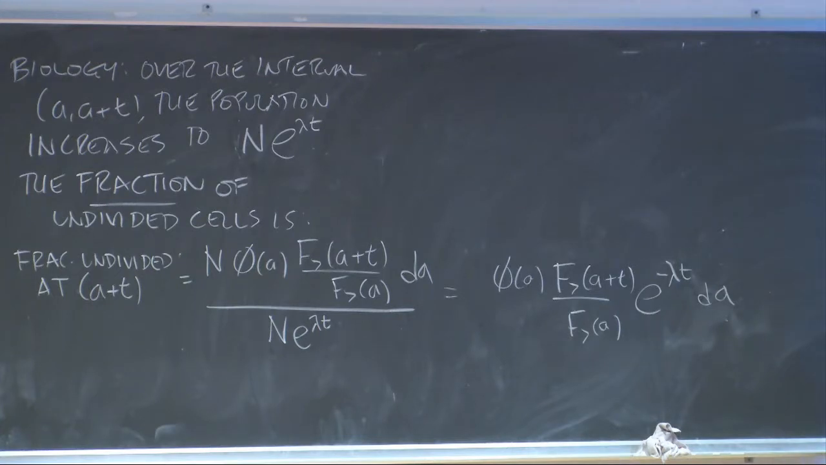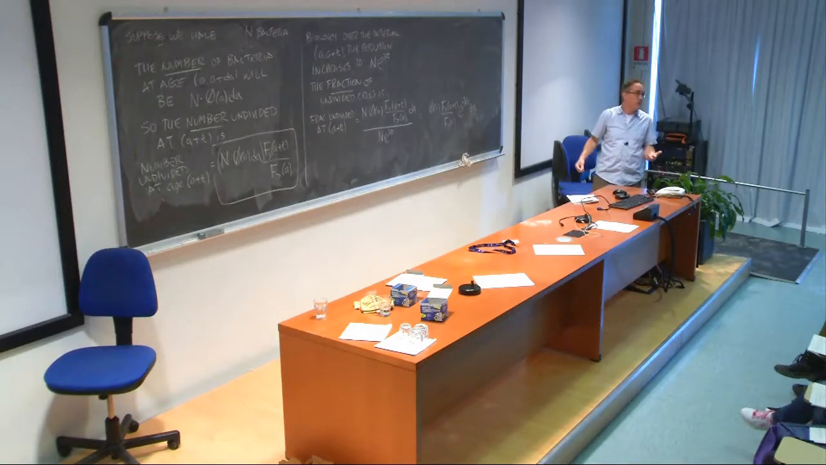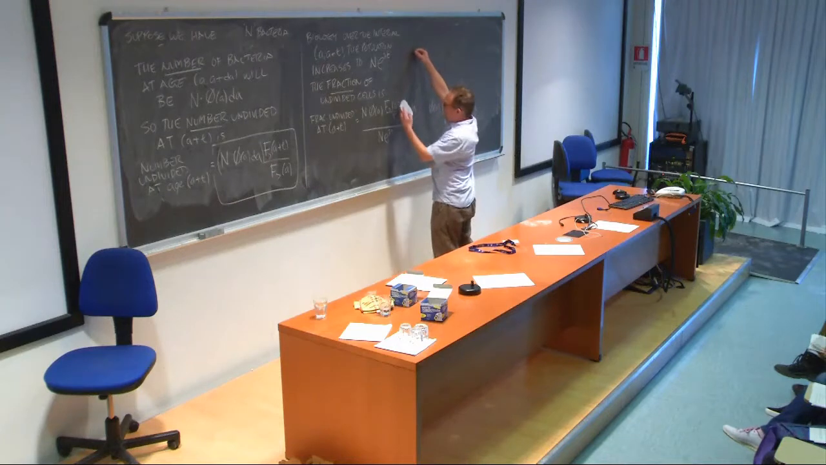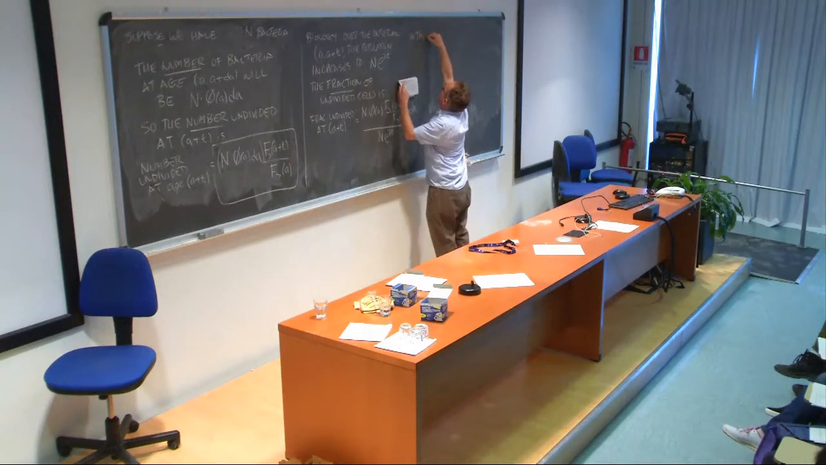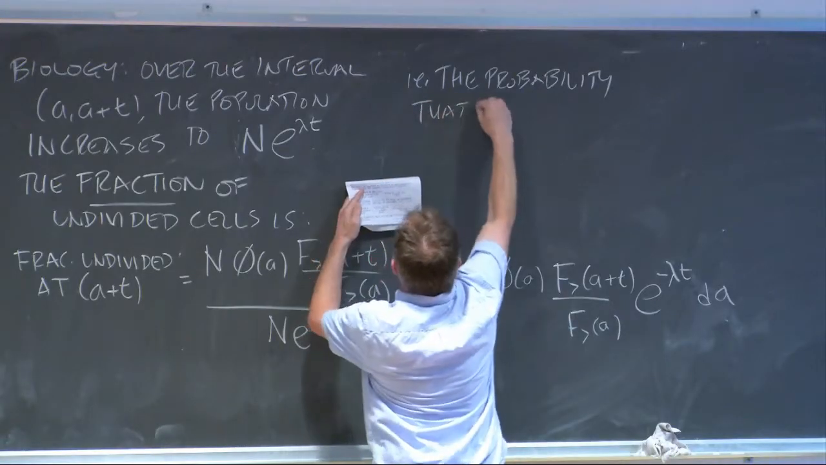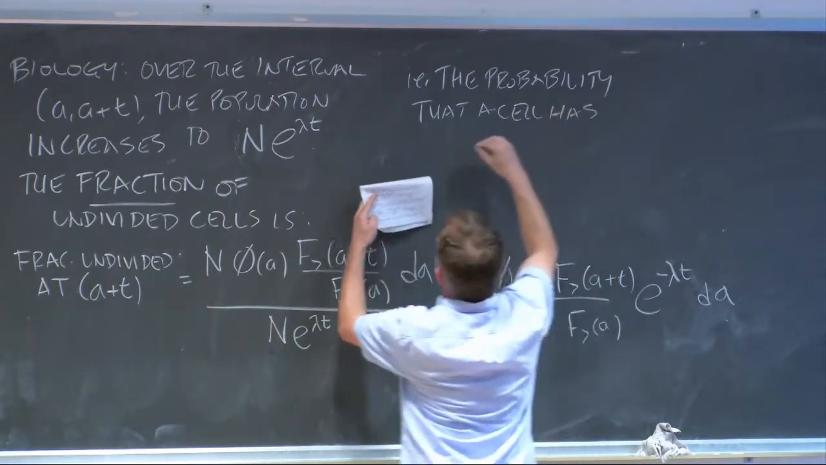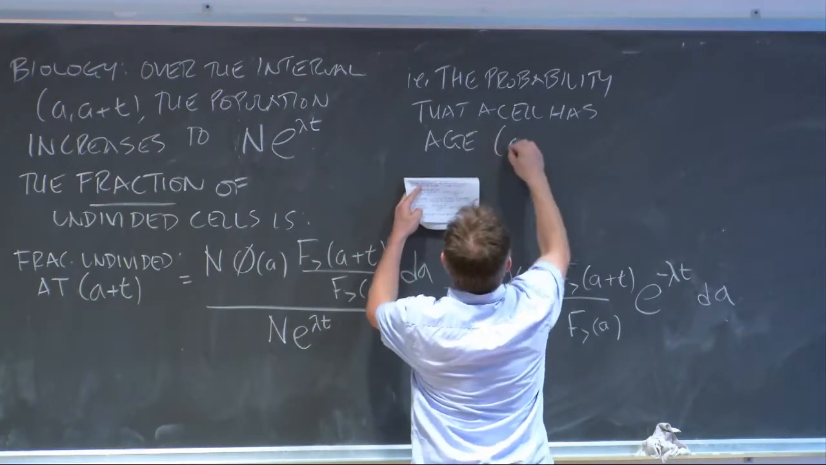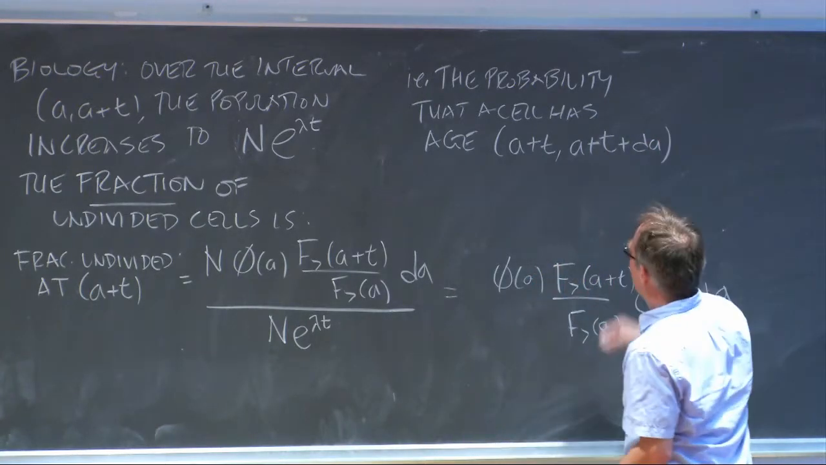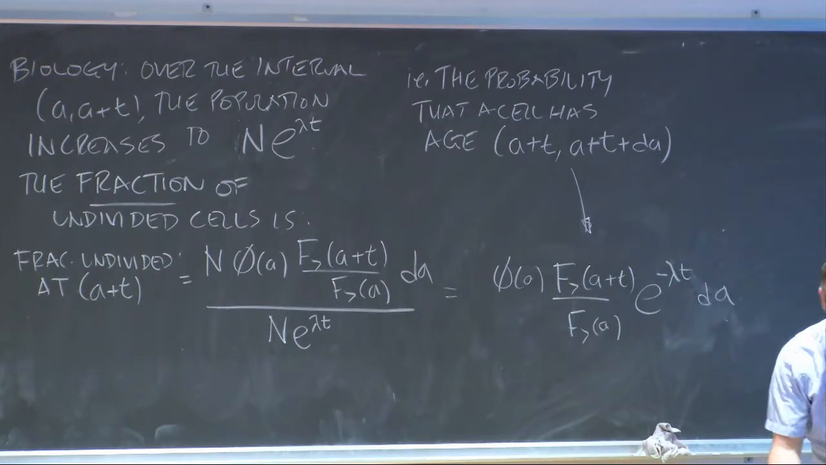Alright. Okay, but then I want to express this as a fraction. I'm assuming all of these cells are independent, so this is also a probability. What probability is it? Which is the same as, maybe it's best if I write it up here, i.e. the probability that a cell has age A plus T to A plus T plus dA. Okay. All right, so let's pause. Because we're at the threshold now of actually being able to derive an equation for that phi, irrespective of what the distribution of doubling time is.